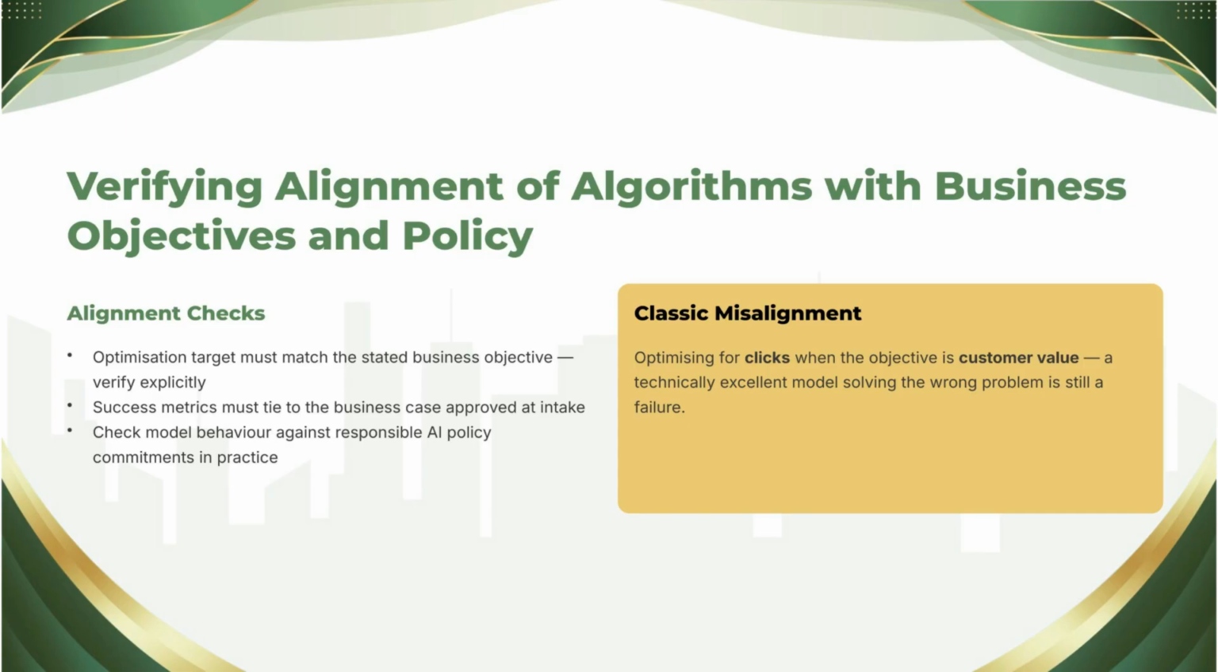Let me make the problem vivid. Every model has an objective, a mathematical target it relentlessly pursues. And here's the trap. The objective is always a simplification of the business intent. The business wants good lending decisions. The model gets minimized predicted defaults. Sounds close enough? Watch the gap.